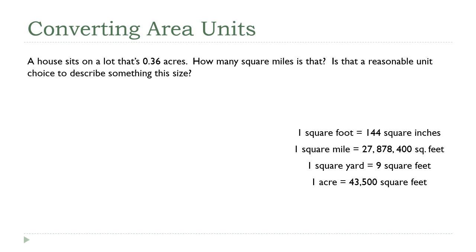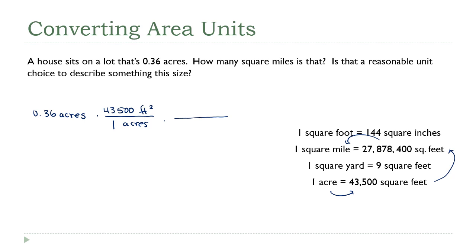Right, so I've got 0.36 acres. And let's see, I can go from acres to square feet. Then I can use this factor here to go from square feet to square miles. Right, so let's do acres in the denominator because that's what I want to go away. I'm going to put square feet up here. And there's 1 acre to 43,500 square feet. And then we'll go to square miles.